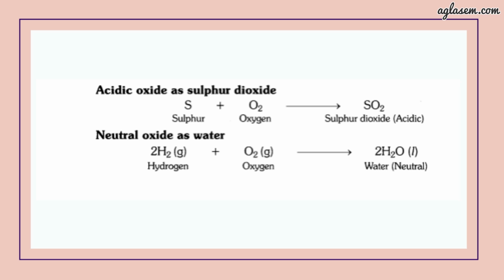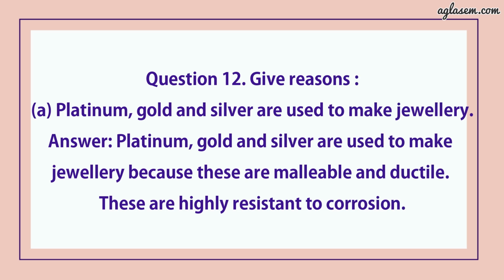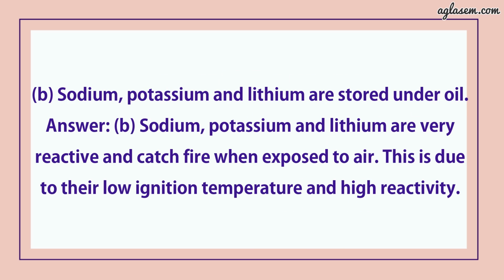Further, question number 12 says, give reason. Part A says, platinum, gold and silver are used to make jewelry. Answer is, platinum, gold and silver are used to make jewelry because these are malleable and ductile. These are highly resistant to corrosion. Second, sodium, potassium and lithium are stored under oil. Answer is, sodium, potassium and lithium are very reactive and catch fire when exposed to air. This is due to their low ignition temperature and high reactivity.